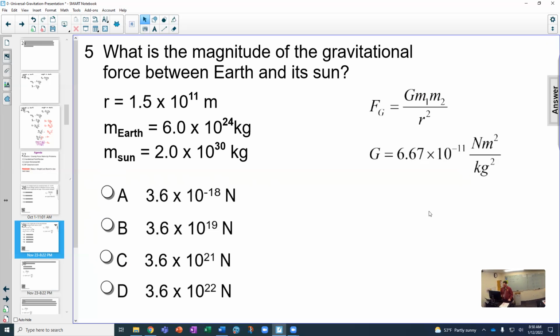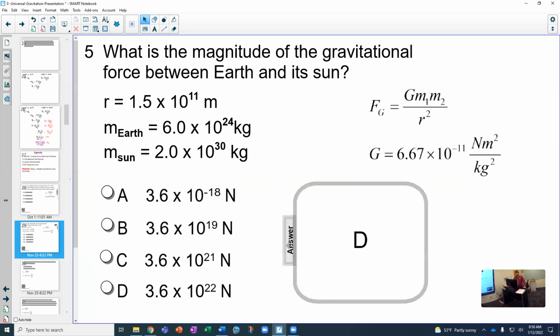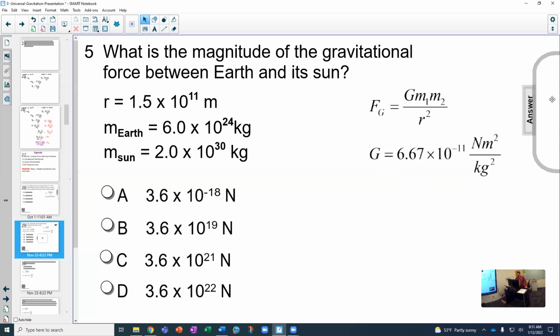D, yeah, it is D again in this case. They don't show the work here because it's pretty much the same type of thing. You're going to plug 6.67 times 10 to the negative 11 in for G, 6 times 10 to the 24th in for M1, 2 times 10 to the 30th in for M2, divided by 1.5 times 10 to the 11th squared. So this one's just a plug and chug, plug the numbers in, chug them through, get your answer. All right.